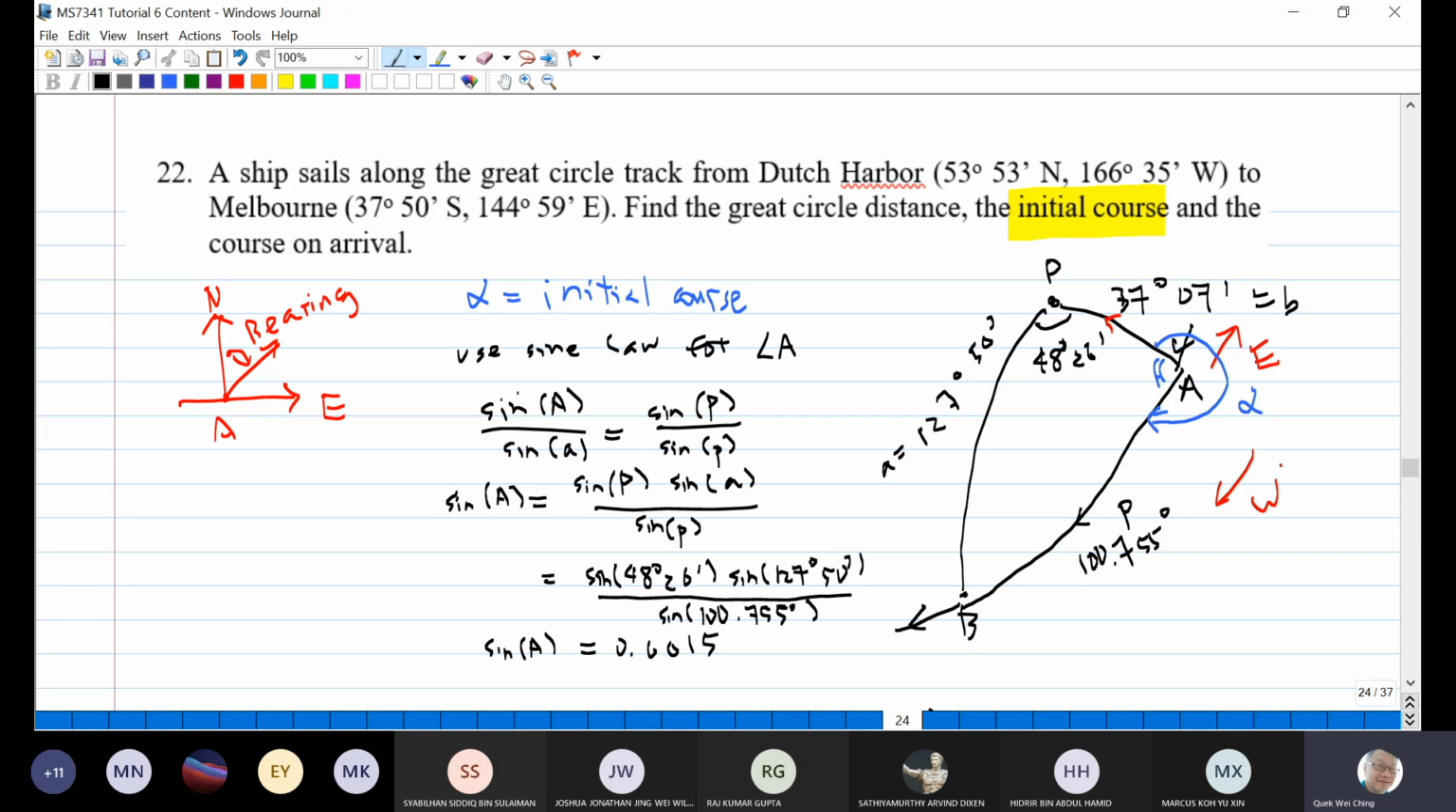So sine A is 0.6015. What is A now? A is equal to sine inverse of 0.6015, and that gives you 37 degrees. Now you have to reject this one. Or another one is this one: A equal to 180 minus 37 degrees, which is equal to 143 degrees.